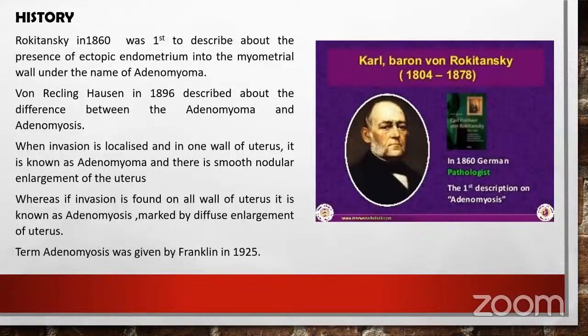Rokitansky in 1860 was first to describe the presence of ectopic endometrium in the myometrial wall under the name of adenomyoma. Von Recklinghausen in 1896 described the difference between adenomyoma and adenomyosis. When invasion is localized and in one wall of the uterus, it is known as adenomyoma, and there is a smooth nodular enlargement of the uterus. Whereas if invasion is found in all walls of the uterus, it is known as adenomyosis, marked by diffuse enlargement of the uterus. The term adenomyosis was given by Franklin in 1925.